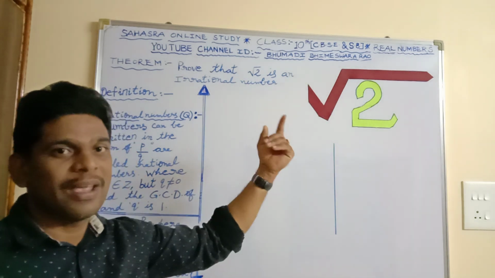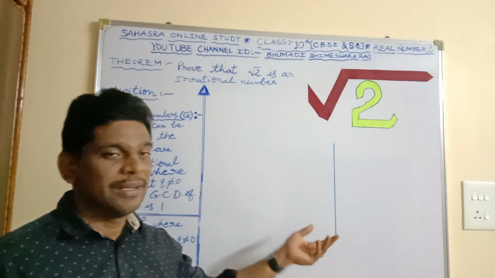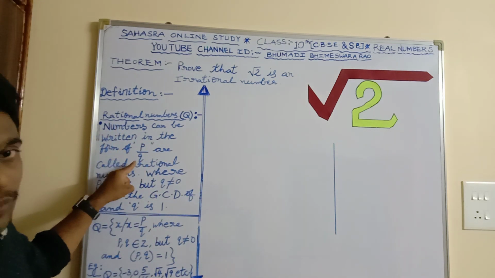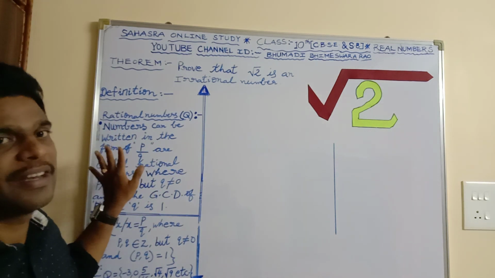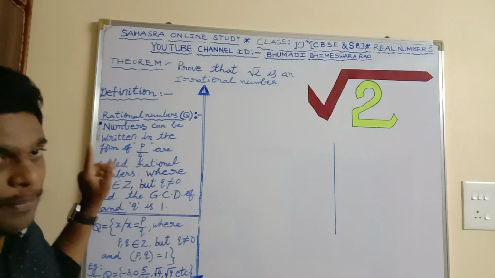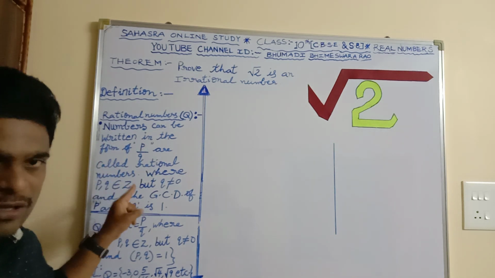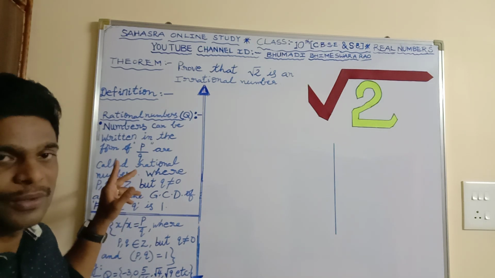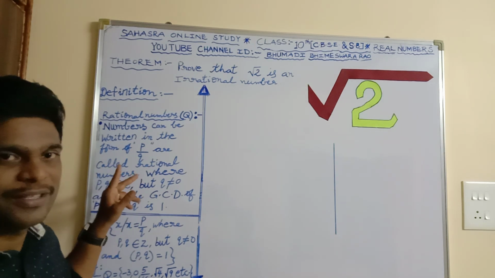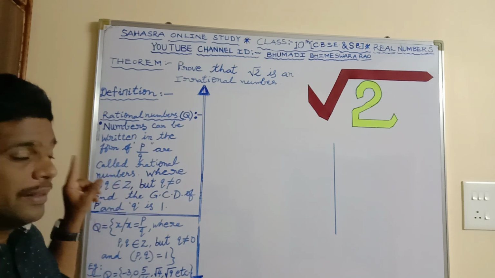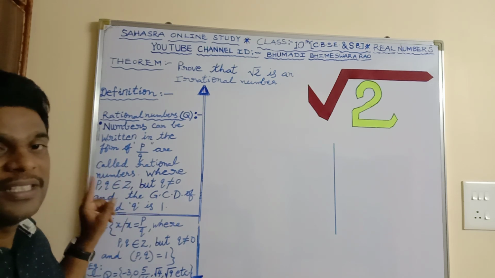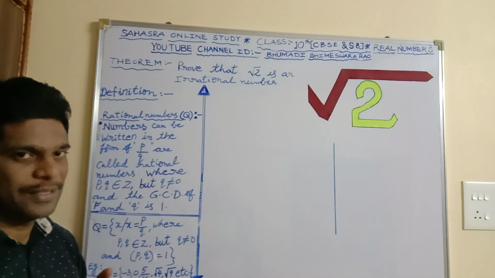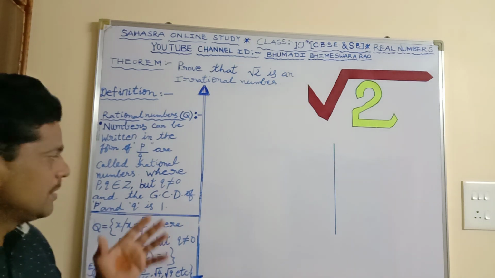Okay, let us know about rational numbers also. Numbers that can be written in the form of p by q are called rational numbers, where p, q belong to Z, but q not equal to 0. The denominator should not be 0. And the GCD of p, q is 1. It's nothing but co-primes.